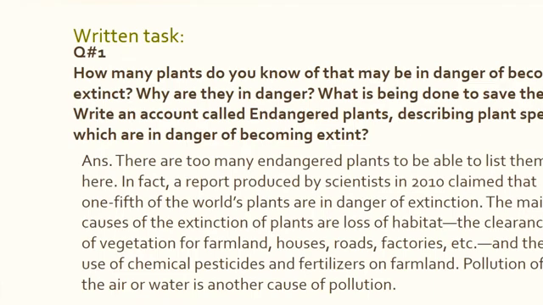There are too many endangered plants. The spelling of extinct is wrong here, so you have to correct it. There are too many endangered plants to be able to list them here. In fact, a report produced by scientists in 2010 claimed that 1/5 of the world's plants are in danger of extinction. The main causes of the extinction of plants are loss of habitat, the clearance of vegetation for farmland, houses, roads, factories, etc., and the use of chemical pesticides and fertilizers on the farmland. Pollution of the air or water is another cause of extinction. Okay.